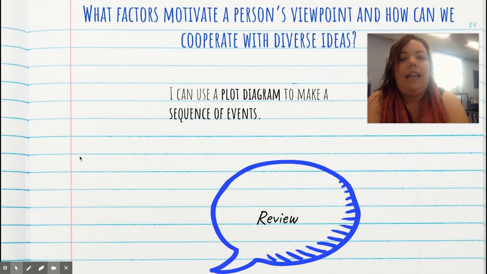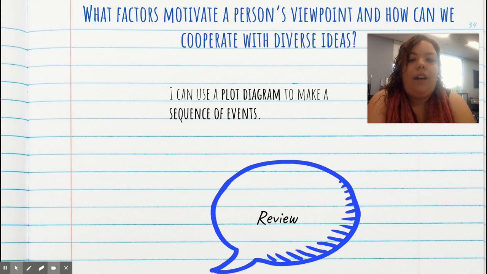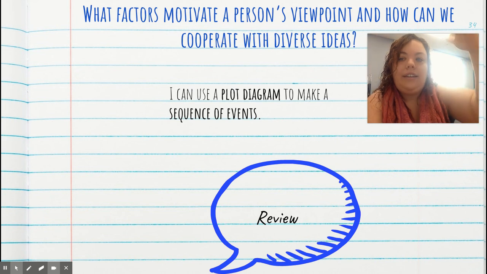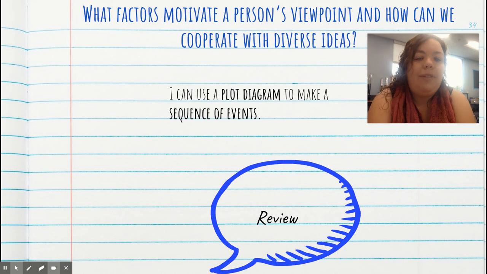So today, we thought about using a plot diagram. Remember, that's that introduction, rising action, climax, falling action, solution. We thought of using the plot diagram to make a sequence of events. And remember, sequence of events just means the order that things happened in. So first, next, then last.